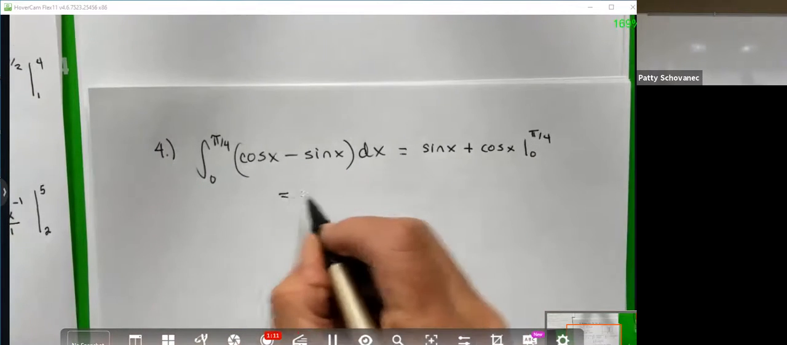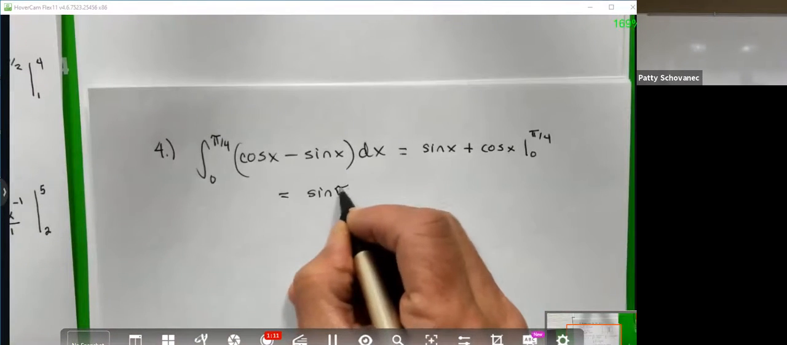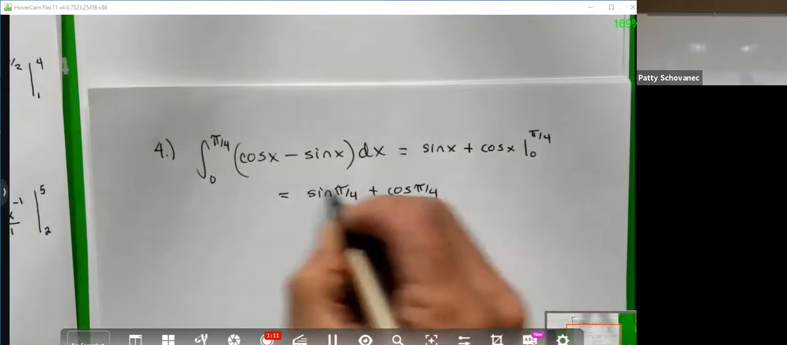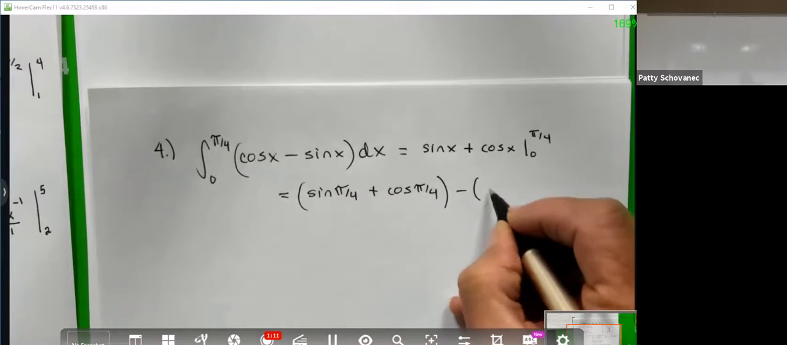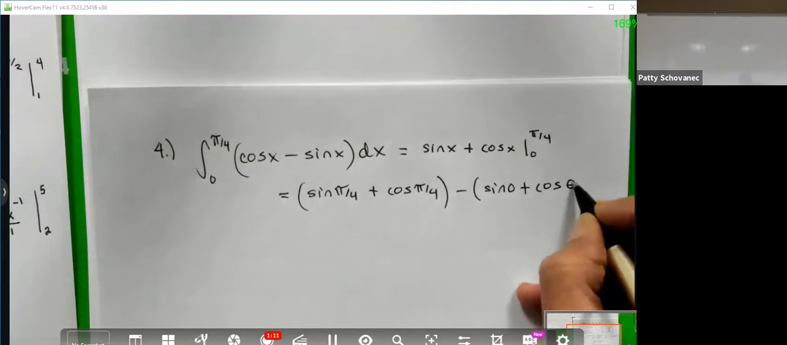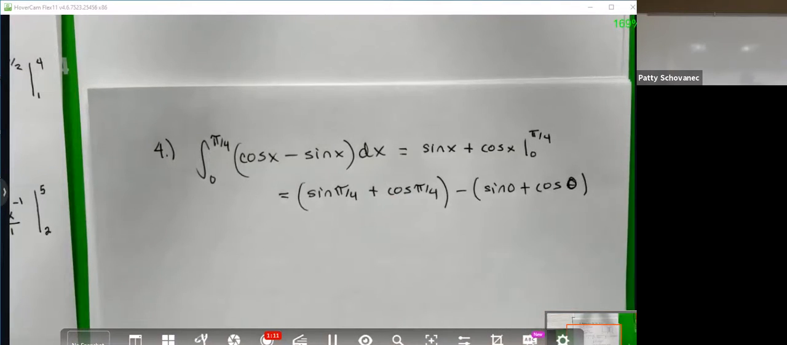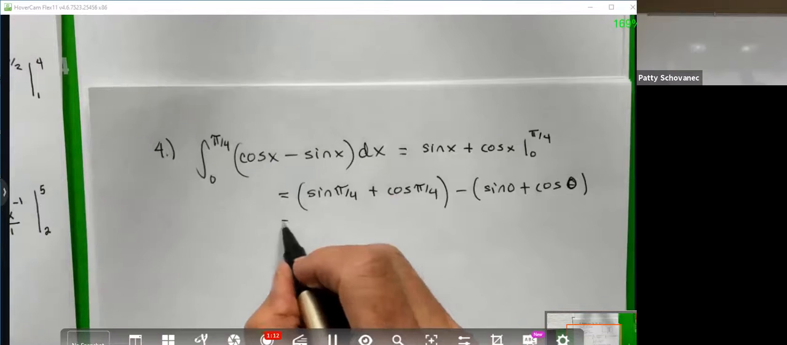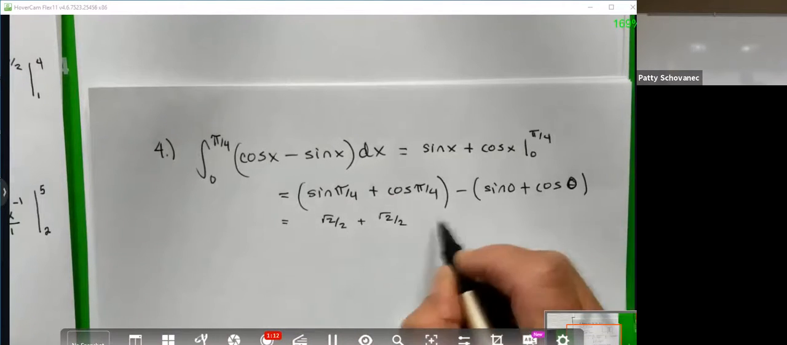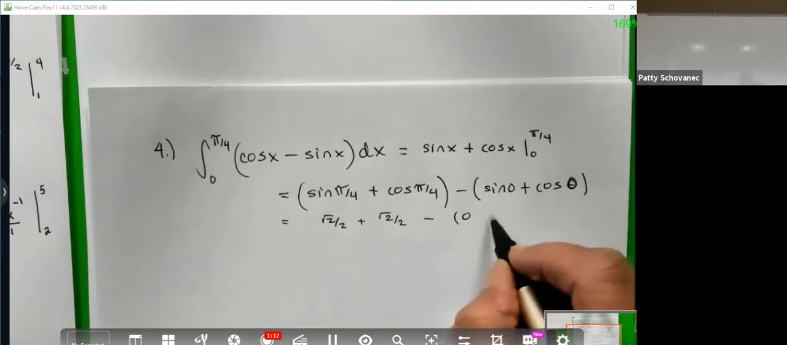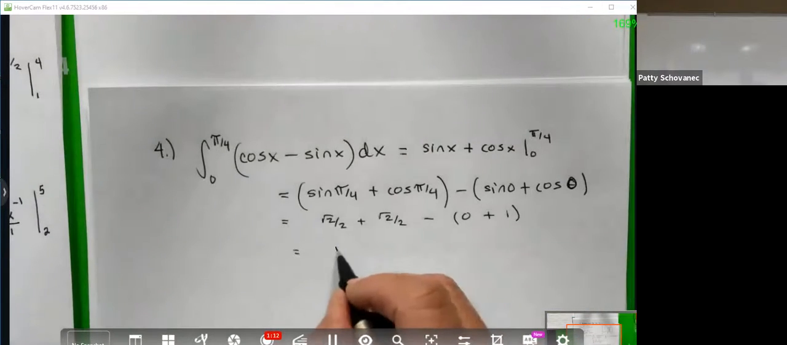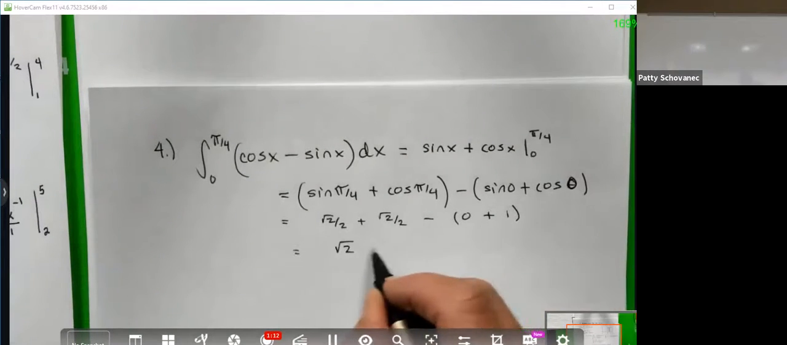So we first put the pi over 4 in there. Then we put the 0 in there. Sine and cosine of pi over 4 are both square root of 2 over 2. Sine of 0 is 0. Cosine of 0 is 1. Add a couple of halves together and you get a whole, and then minus 1.